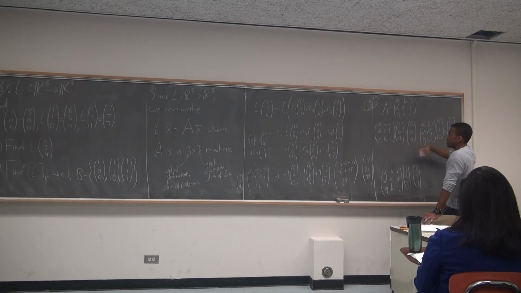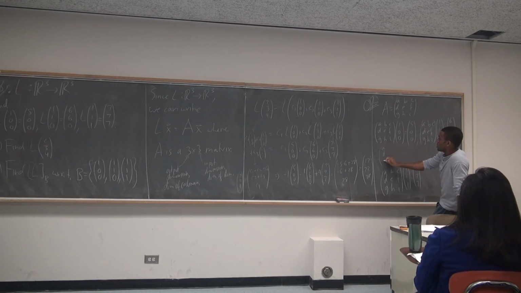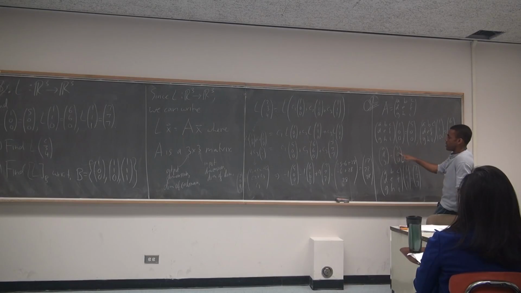Now, because there are a lot of zeros here, a lot of these guys are going to die. It's going to be easier to find them. So in the first matrix here, this is going to be A, D, G. And that's going to be 5, 0, 0. So I know my A is 5, my D is 0, my G is 0.